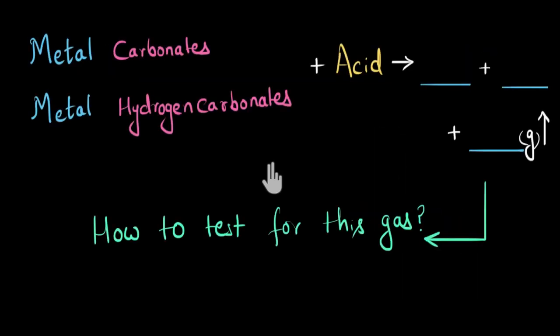Okay, now let's summarize this video. Here we learned that when metal carbonates or metal hydrogen carbonates react with acids, what products are formed, what gas is released, and how to test for this gas. And if you were not able to recall these questions, then don't worry. You can go back and watch this video again.